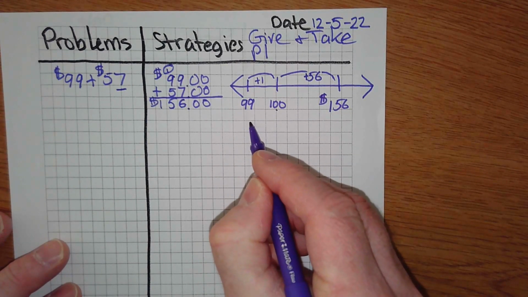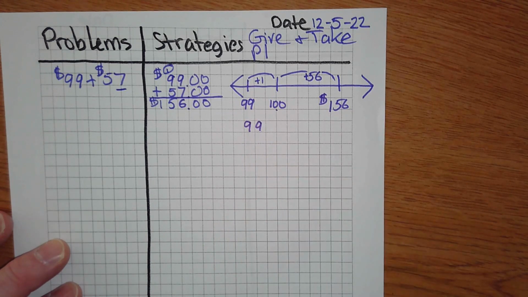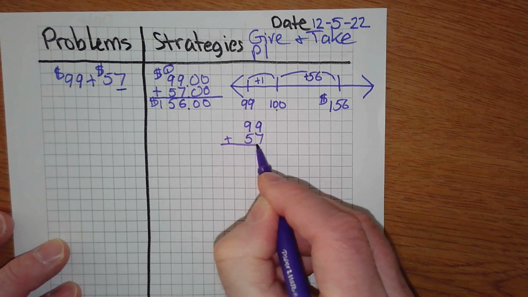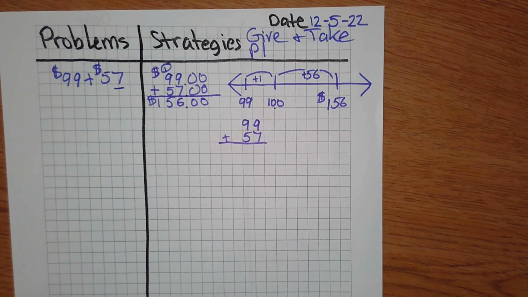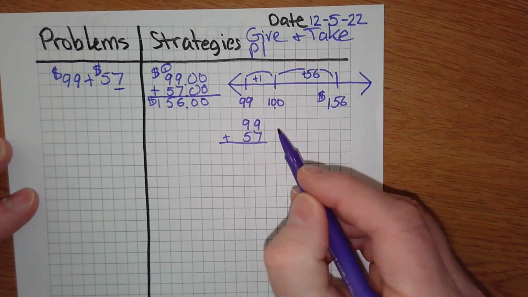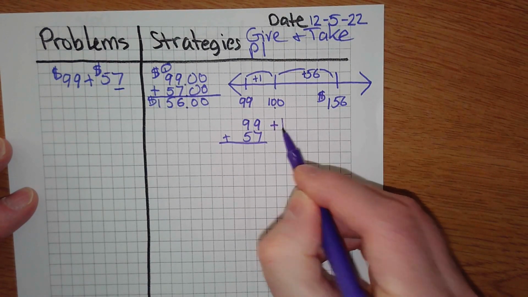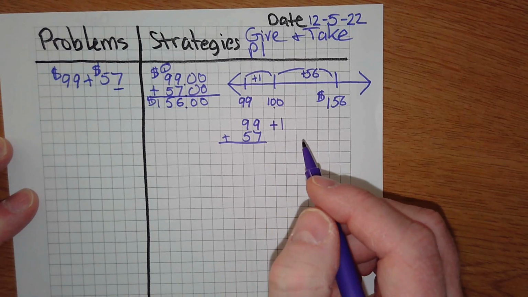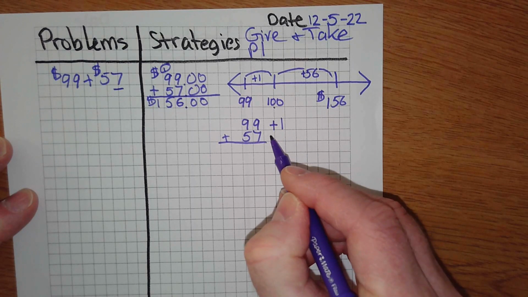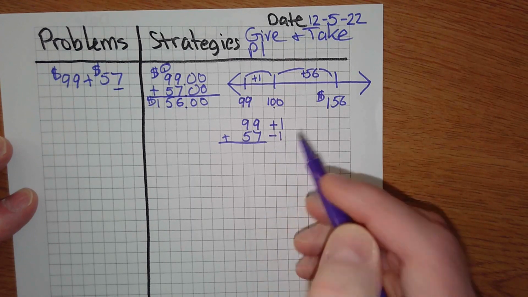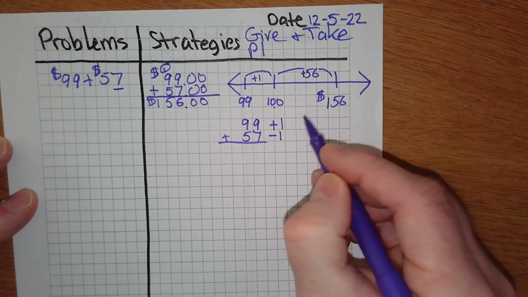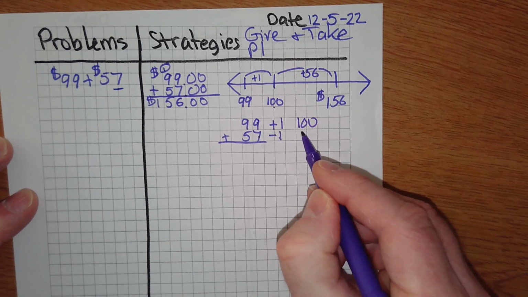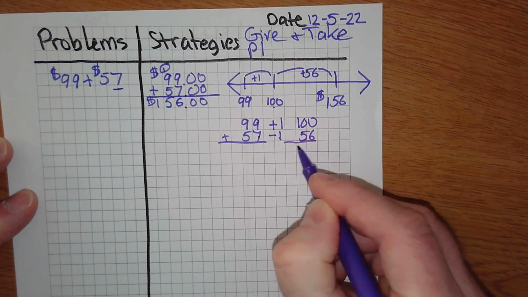You can also do it by stacking numbers on top of each other. 99 plus 57, just like you were going to do it normally, but instead you're going to give the 99 1, so we're going to put the plus 1 over here. And where are we getting it from? Cole? The 57. So we're taking 1 away from the 57. So if I have 99 and I give it 1, I've now got 100. And if I had 57 and take 1 away, I have 56. And then you just simply add and get 156.